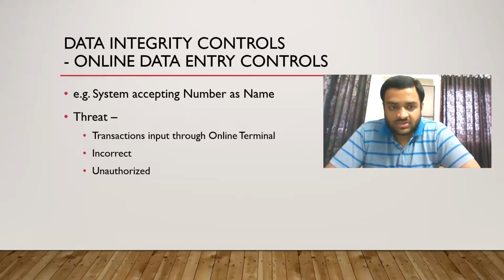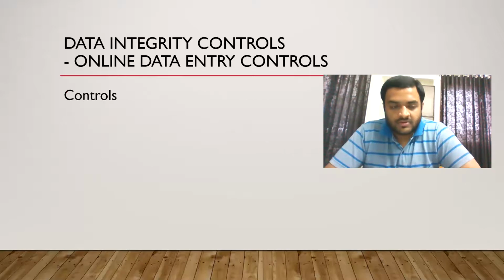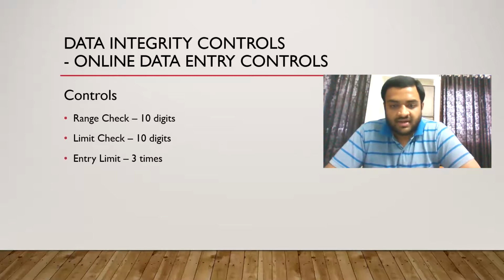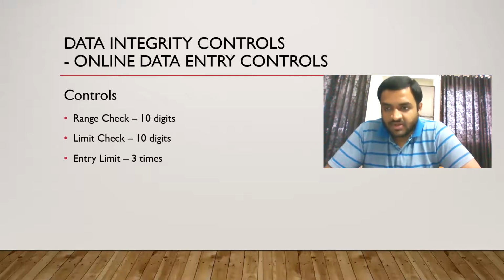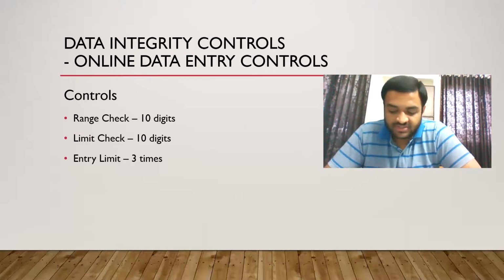Now let's see what the controls are. Again, we will do range check, then limit check, then entry limit. If you forget your ATM pin, you will be allowed to enter the pin 3 times. After you have entered the pin 3 times, your card will be blocked. Even if you enter the wrong password 1 or 2 times, it will prompt you that this is the last time you are entering the password. If you again input the wrong password, your card will be blocked. So that is the entry limit, so that there should be no password cracking by the user.